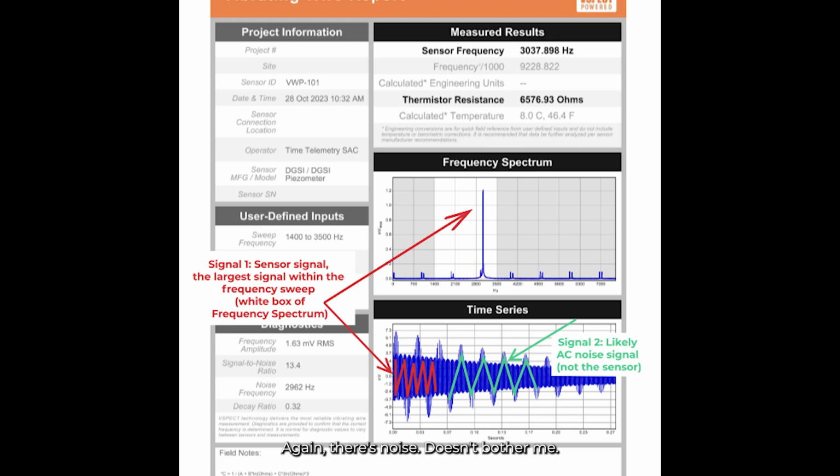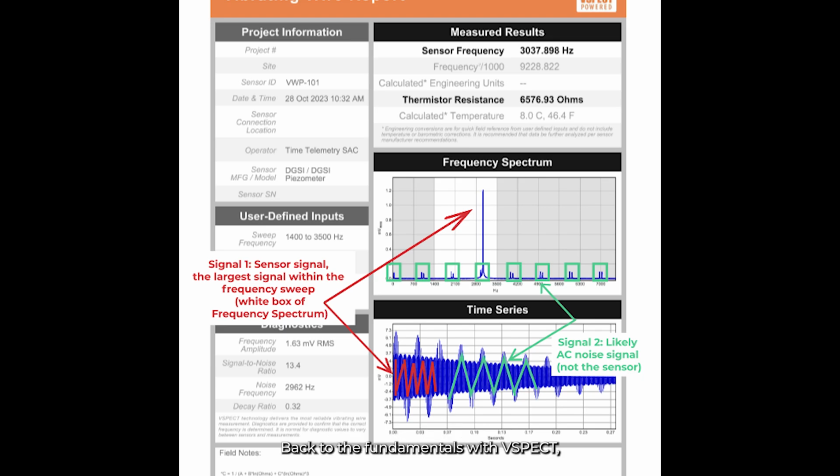Again, there's noise. Doesn't bother me. That's because we've got VSPECT in there. But when you look at that noise, this is a low frequency noise. That noise would come up here on the frequency spectrum down in your low frequency, likely in a 50, 60 hertz range. My guess is this is probably AC noise. But you have a series of these similar noises that are evenly spaced through the graph. That is telling me that this is likely harmonics from the primary noise source. Great, I can see it, it's there. I'm not going to lose sleep about this sensor.